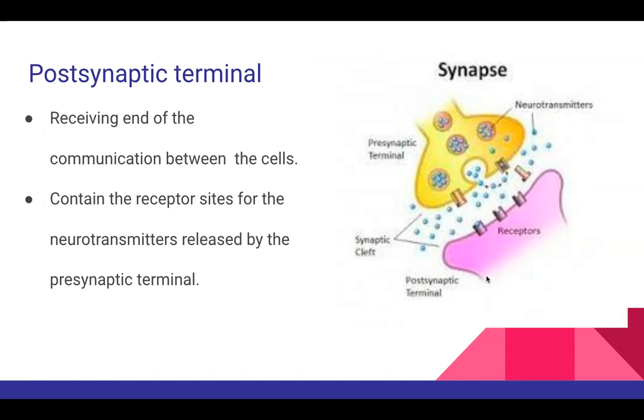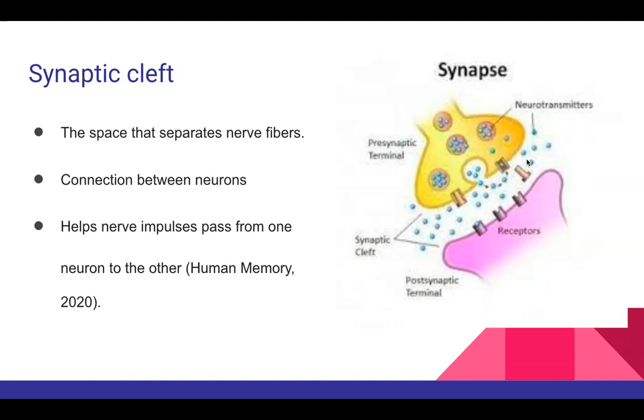Then we have the postsynaptic terminal. This is the receiving end of the communication. The presynaptic terminal has the message, and it sends it to the postsynaptic terminal, and they receive the message. This contains the receptor sites for the neurotransmitters, and those are right here, as you can see. The synaptic cleft is the space between the fibers. It's the connection between the neurons, and it's not actually a connection, it's a space, but it allows this flow of neurotransmitters and it allows these neurons to communicate without actually having a connection. The synaptic cleft helps the nerve impulses pass from one neuron to the other.